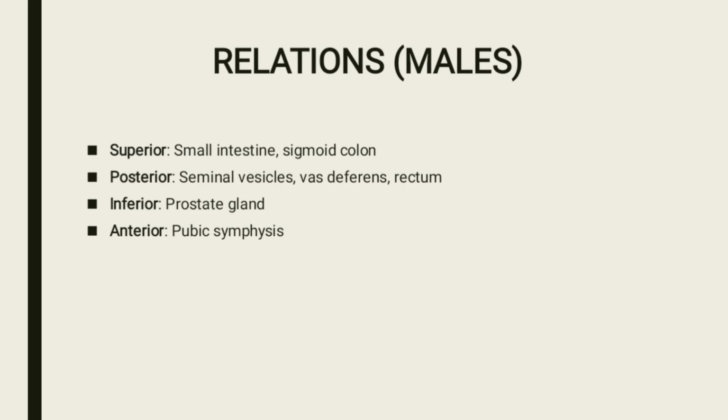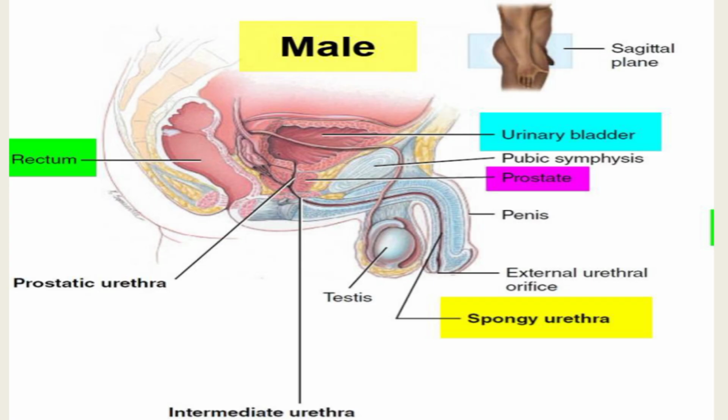Then we will study the relations of the bladder. Relations of the bladder with the different structures in males. In males, the bladder is related superiorly to the coils of the small intestine and sigmoid colon, posteriorly to the seminal vesicles and rectum, inferiorly to the prostate gland, and anteriorly to the pubic symphysis.